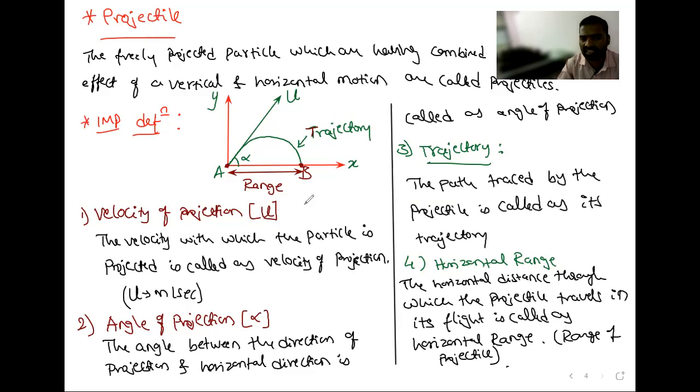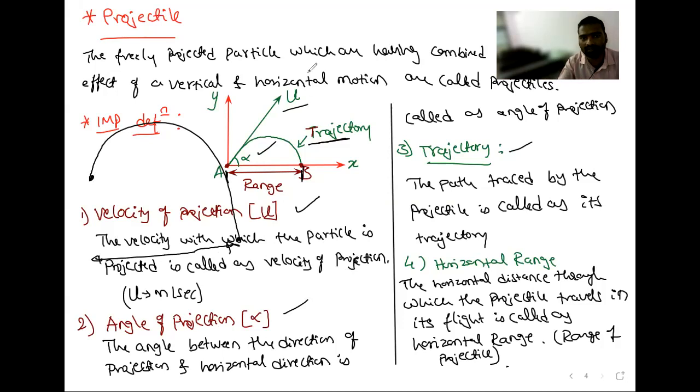Four definitions, is it clear? Velocity of projection, that is u. Then angle of projection, that is alpha. Then trajectory means this path. Then horizontal range means the distance between A to B, or simply range. The starting point to the last point is the horizontal distance. We don't need the actual path. Only that distance is your range. The particle is here, goes like this and comes here. I want the distance between these two.